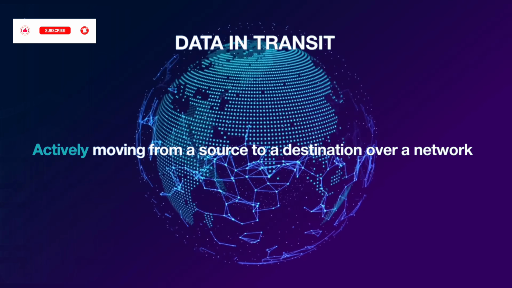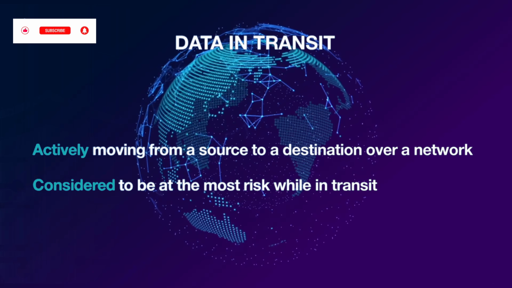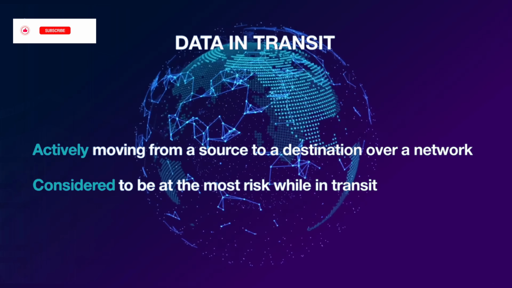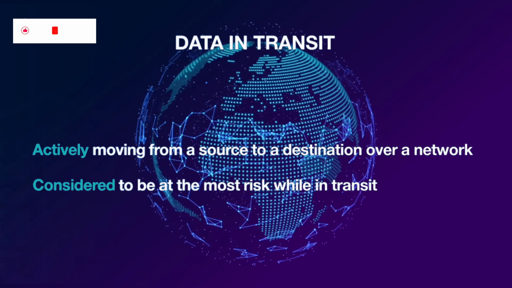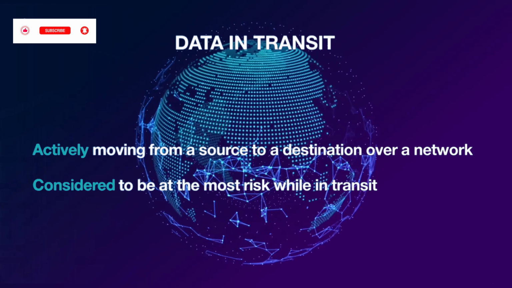Data in transit is where the data is actively moving from source to destination. Whoever is creating the traffic, the communication, sending the data, whatever it is, that is your source. The destination is whoever is receiving that data, that communication and so on. Data in transit, or data in motion, is considered to be at the most risk. Confidentiality, integrity and availability can all be impacted while the data is in transit.